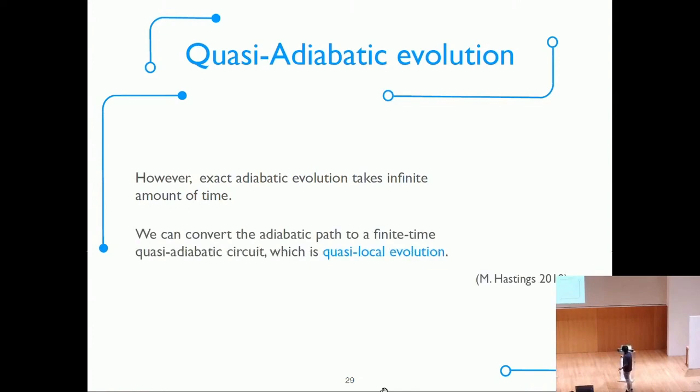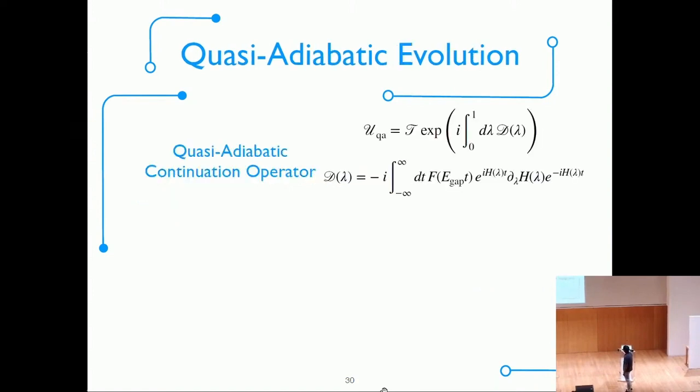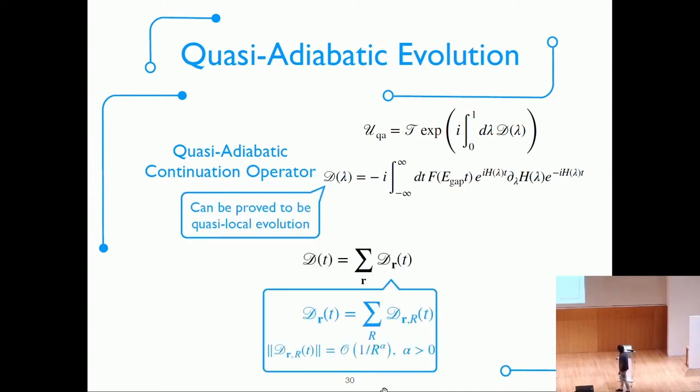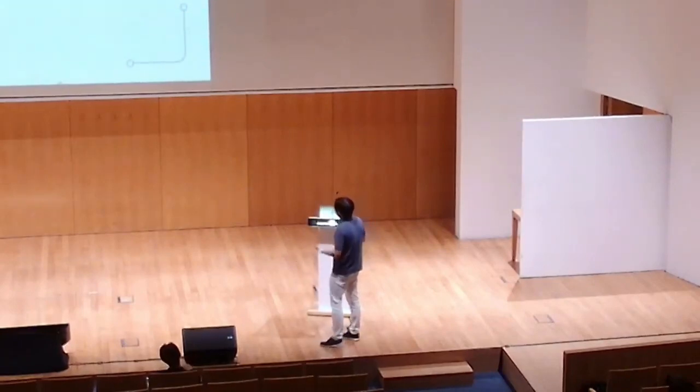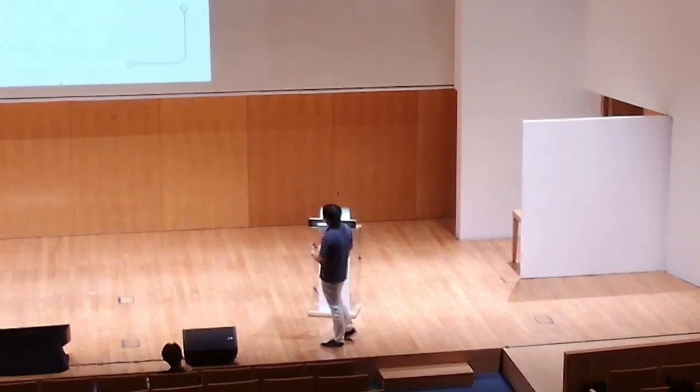But we can convert the adiabatic path to a finite time quasi-adiabatic circuit, which is the so-called quasi-local evolution, with Hastings' recipe. Basically, you can define this so-called quasi-adiabatic continuation operator, d lambda, and then you have an evolution for a constant time with this new operator, which is closely related to your original Hamiltonian in your adiabatic path. This operator can again be decomposed into a sum of interactions with different range, and it decays super polynomially. Okay, now we can repeat such a procedure to prepare the entanglement renormalization circuit for the chiral p plus ip topological superconductor.